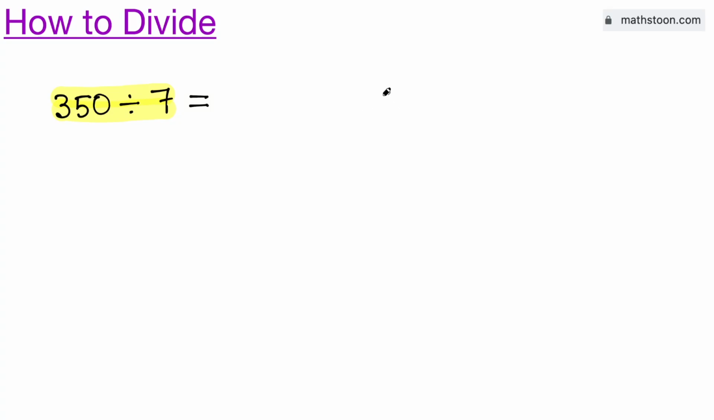In this video, let us learn how to divide the number 350 by 7 using the long division method. Consider the number 3. It is less than 7. That is why we will consider the number 35. From the multiplication table of 7, we know that 7 times 5 is 35.